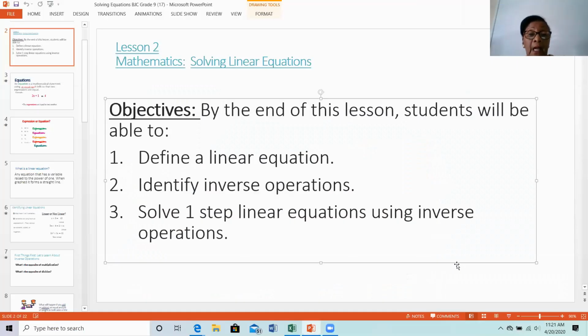Exercise. Now, we're following up from last class where we were solving one-step equations. And if we look at our objectives, it says, by the end of this lesson, students will be able to define a linear equation, identify inverse operations, and solve one-step linear equations using inverse operations.